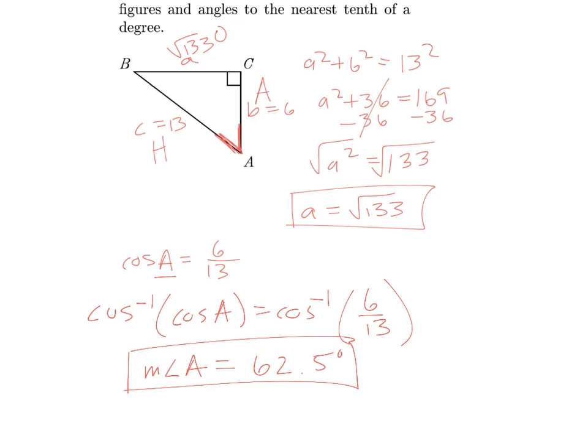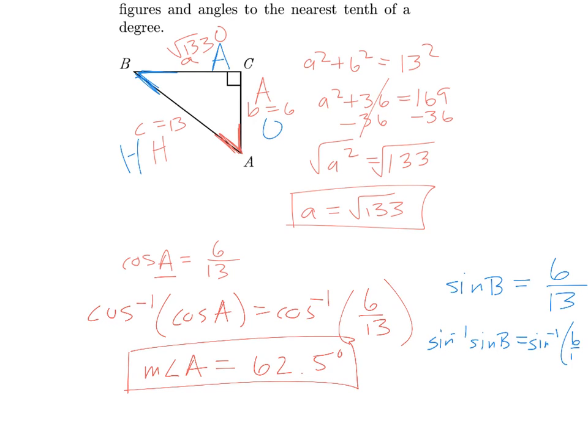Done with that. Now I'm going to figure out B. This time I'll use sine. In this case I have opposite, hypotenuse, that's adjacent. So I'm going to have sine of B is equal to opposite, which is 6, over hypotenuse, which is 13. Inverse sine both sides. So measuring angle B is going to be 27.5 degrees. We have solved the triangle. We figured out all the missing parts.